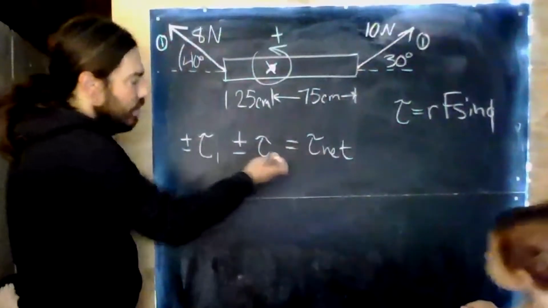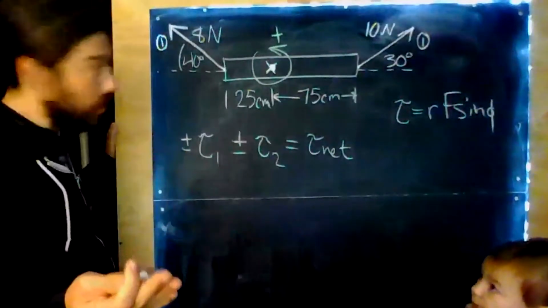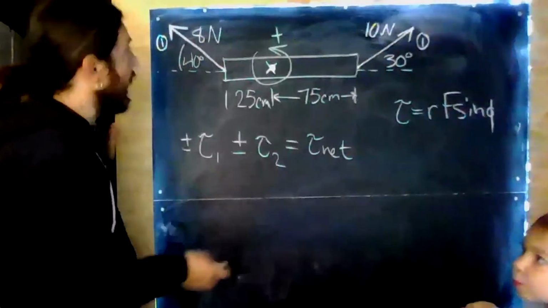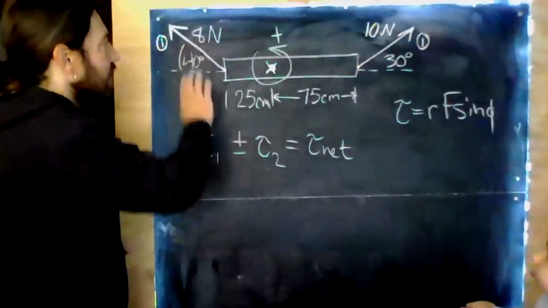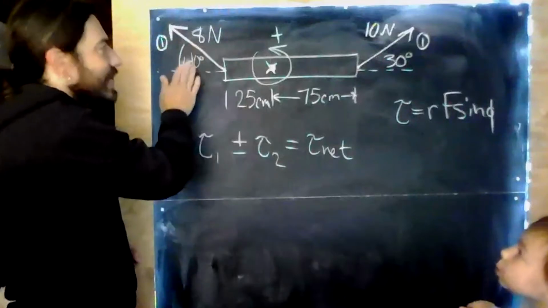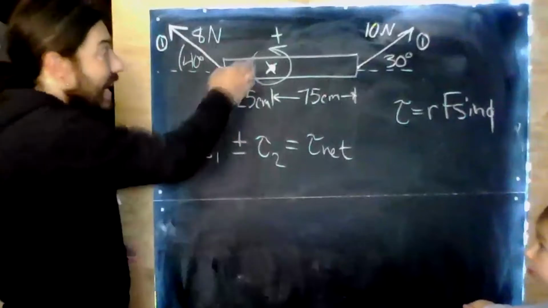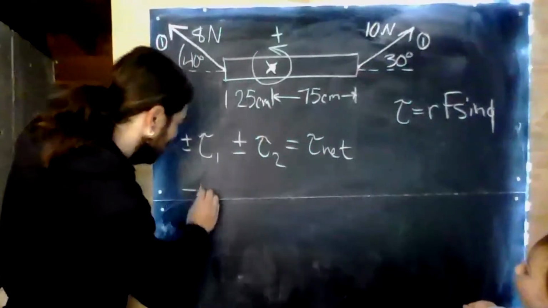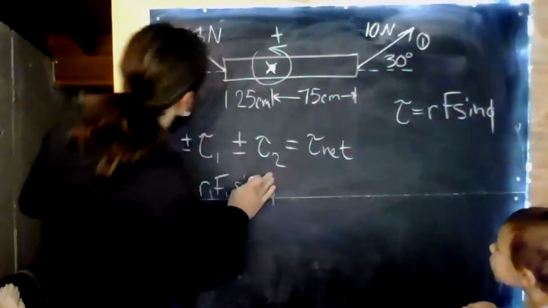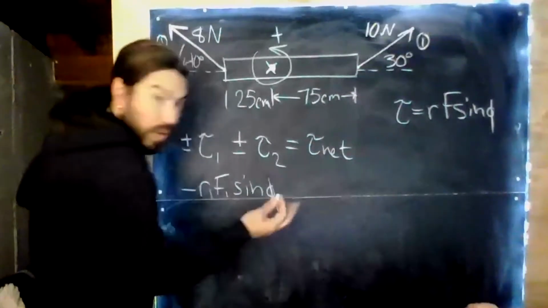Okay, so torque net, we just add up the torques, but since torque is a vector, direction matters for torque. We need to include a plus or minus. Well, which one is it? Okay, well, let's decide that now. This torque right here is trying to rotate this bar in a clockwise fashion. If you imagine this was the only torque on it, then it would rotate this bar in a clockwise fashion. And that is negative. So we have negative R1 F1 sine phi, right? And we'll call that phi 1 for now.